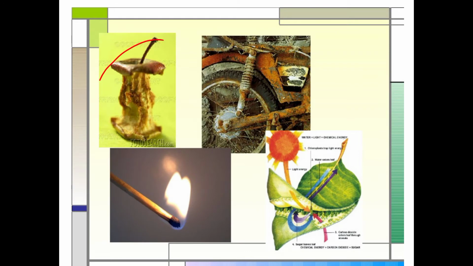Here you can see the apple browning, corrosion, combustion, photosynthesis. These all are redox reactions. So, redox reactions are very important to our daily life. If you want to explain daily life phenomena, we have to learn what a redox reaction is. So, we'll begin.